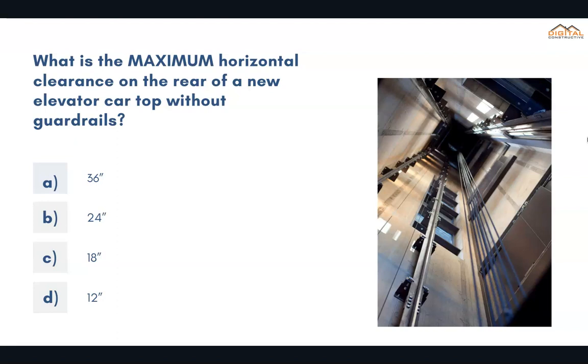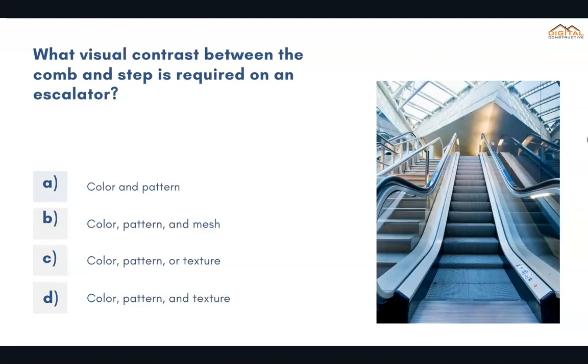What is the maximum horizontal clearance on the rear of a new elevator car top without guardrails? The correct answer is D, 12 inches. What visual contrast between the comb and step is required on an escalator? The correct answer is C, color, pattern, or texture.